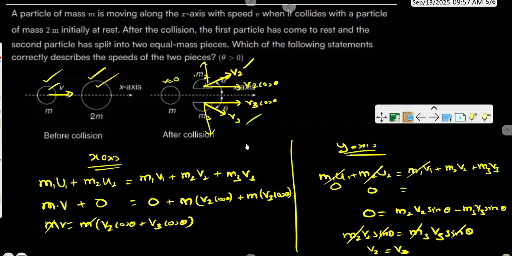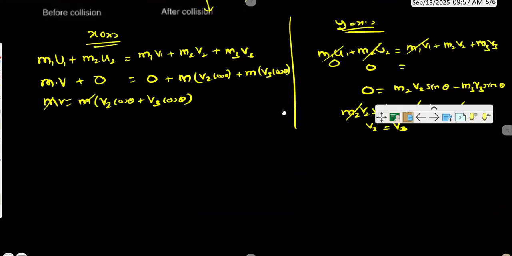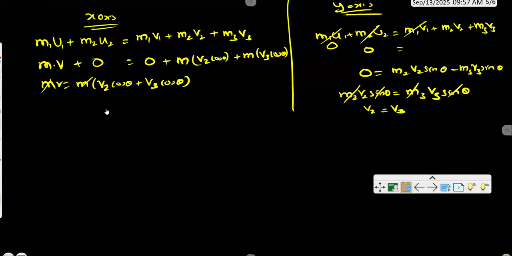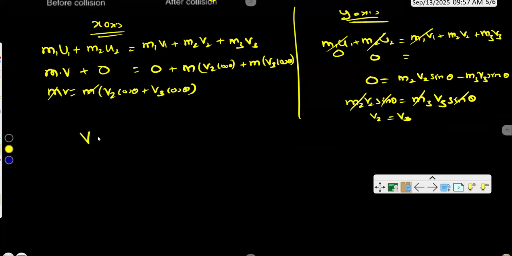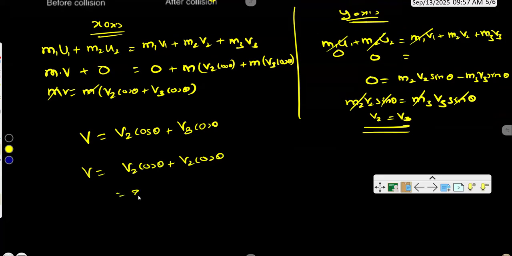Now, let us go further with this question. From the x-axis, we know that v, the initial velocity, is equal to v2 cos theta plus v3 cos theta. From the previous relation, we know that v2 is equal to v3. So I can simply put v2 cos theta plus v2 cos theta, which is nothing but 2 v2 cos theta, equal to my velocity v. So v2 is equal to v by 2 cos theta. This is the velocity v2.